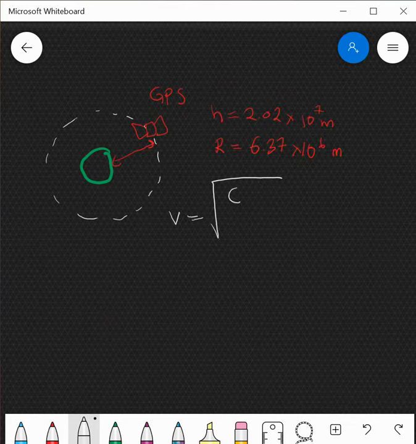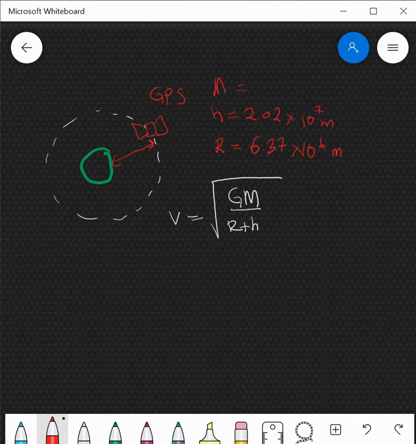So we already have R plus H. Next we need mass. Mass of what? Mass of the Earth, not the mass of the satellite. Why don't we need the mass of the satellite? Because it has already cancelled. In the derivation earlier we already cancelled the mass of the satellite. So what we need is the mass of the Earth, which is 5.97 times 10 to the power of 24 kilogram. Now you have all the information.